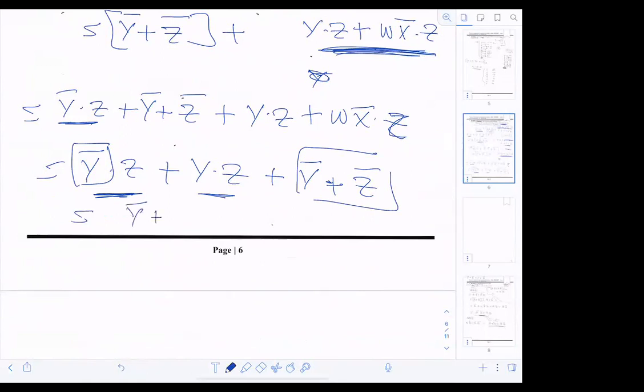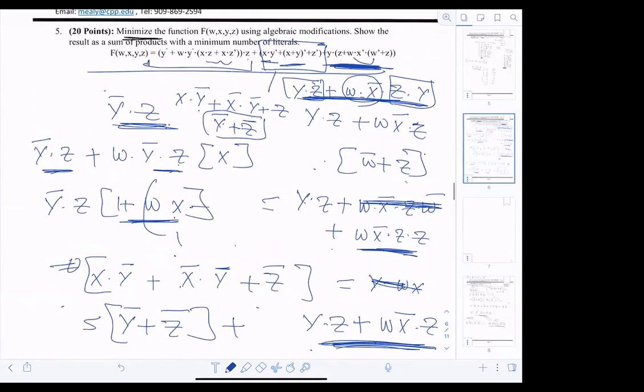Y complement was yz. That's basically what we should have. Wait, what? I don't get that at all. Could you ask the question?